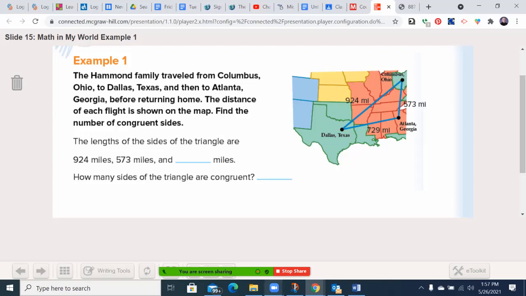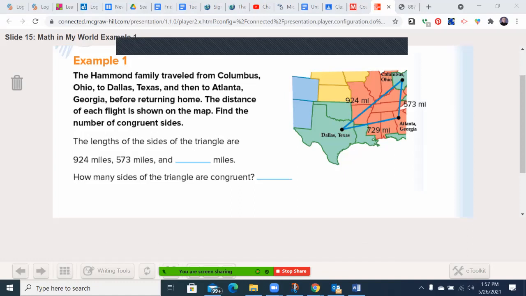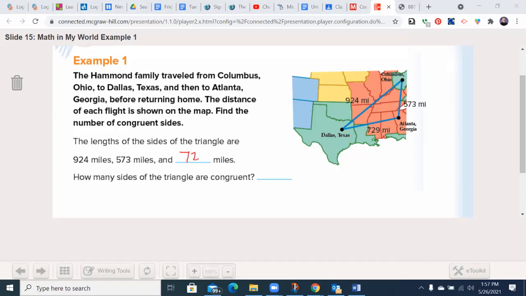So we look at it here. This is 573, 924, 729. And so we're missing the 1 because we have the 924 right there, the 573, and the 729. How many sides of the triangle are congruent? Remember, congruent means the same. And if you look at it, you have 900 something, 500 something, 700 something. 0 are the same. So go ahead and write that in.